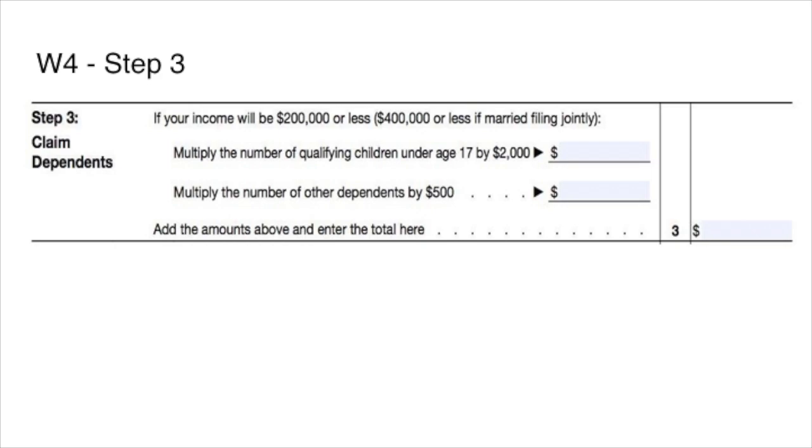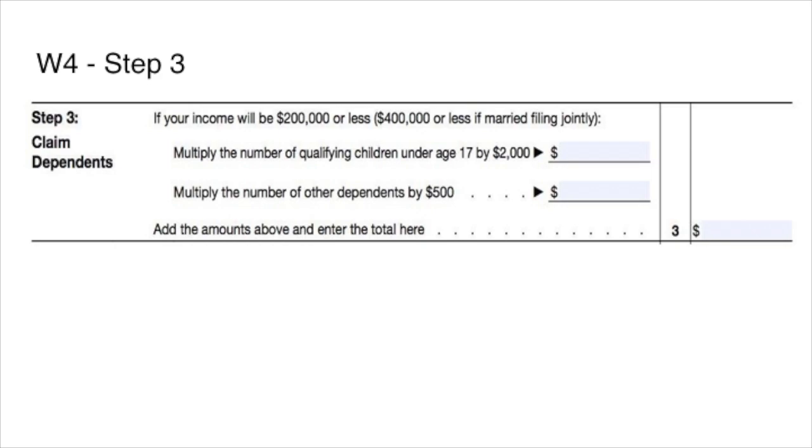Now let's look at step 3. Step 3 provides instructions for determining the amount of child tax credit and the credit for other dependents that the employee may be able to claim when the employee files the tax return.